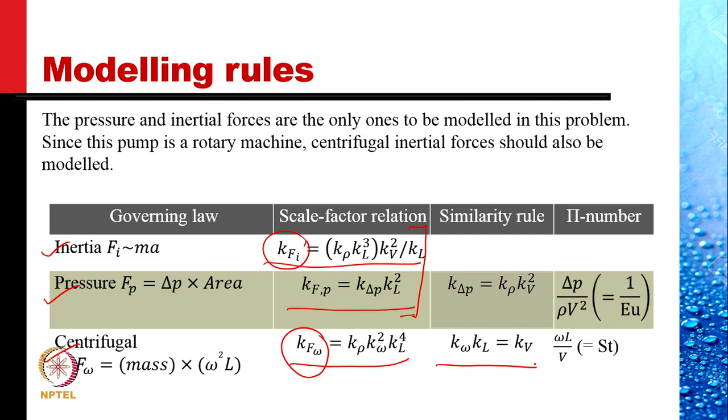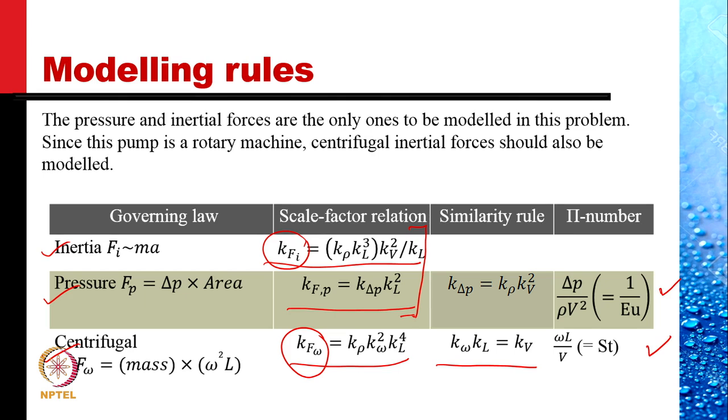the similarity rule that k omega times kL should be kV. And from this, we get omega L by V as a pi number. This pi number is named as Strouhal number and is abbreviated as St. So these are the two pi numbers that must match.